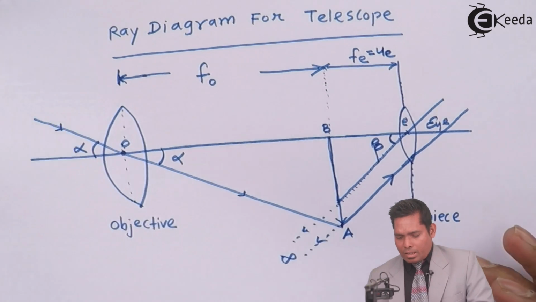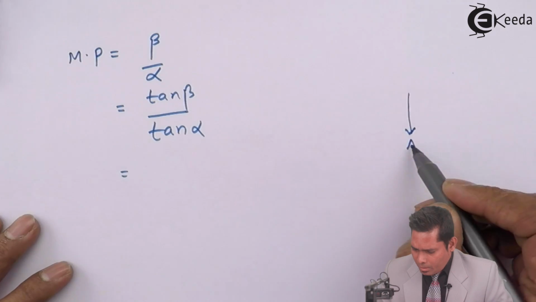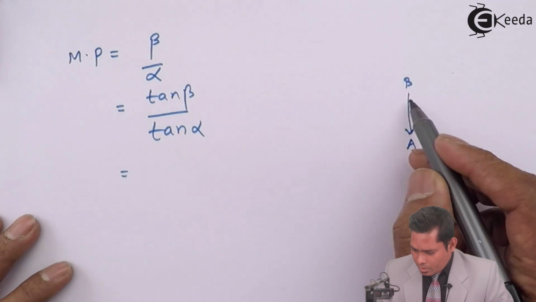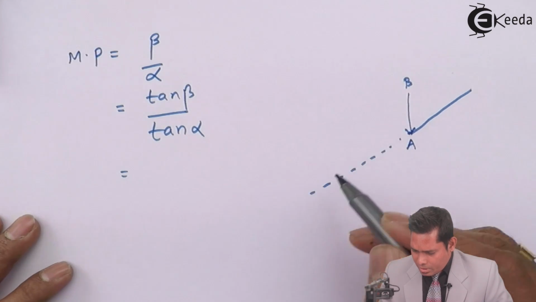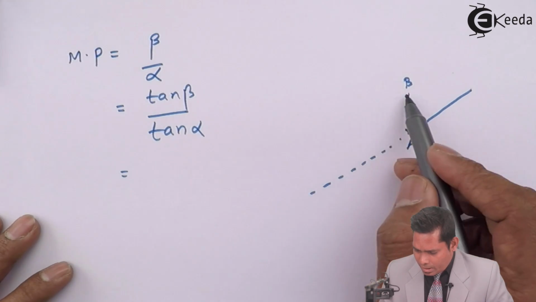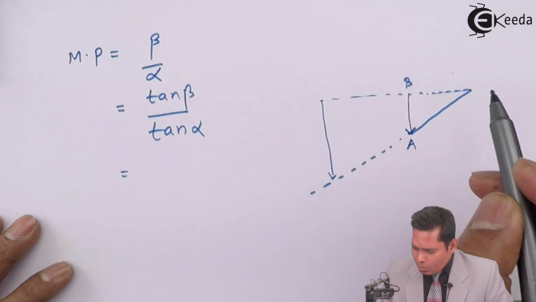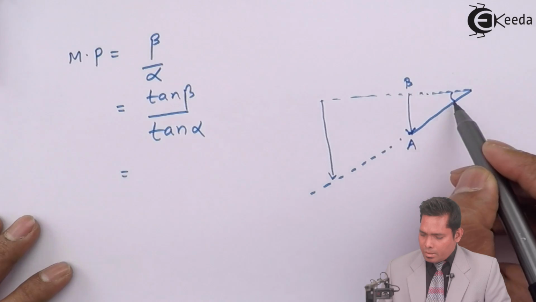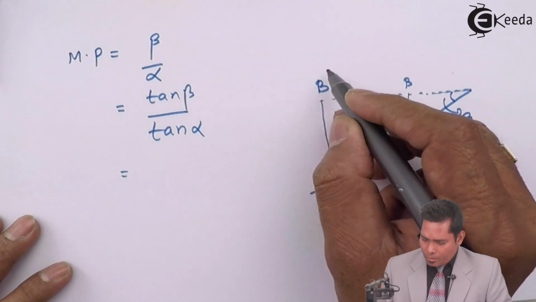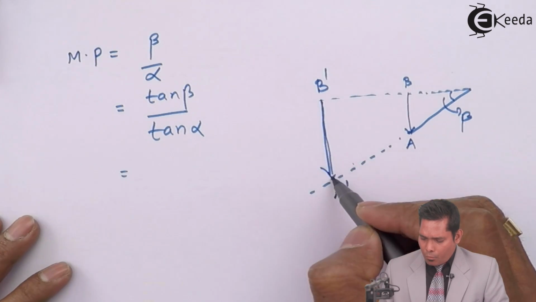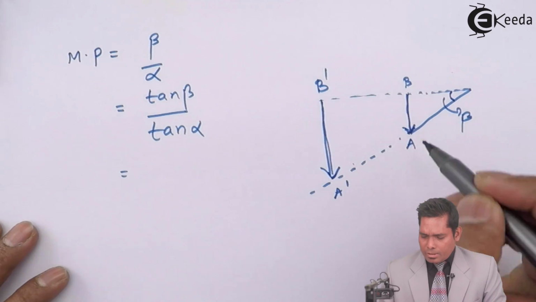What I want to say is that this one, this is now AB, and if I extend in the backward direction, suppose that the final image is formed here, but they will project the same angle here, that is beta. Whether this final image is forming, whatever angle it is here, the same angle is projected by this.